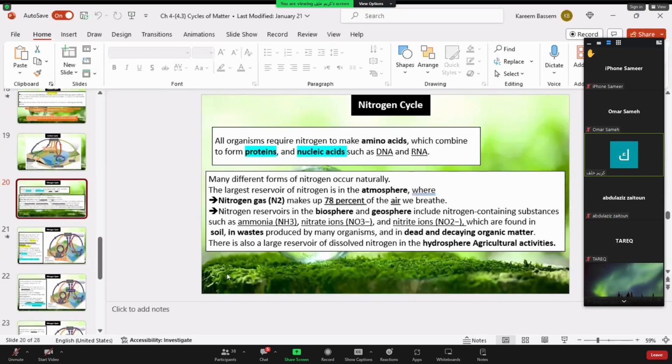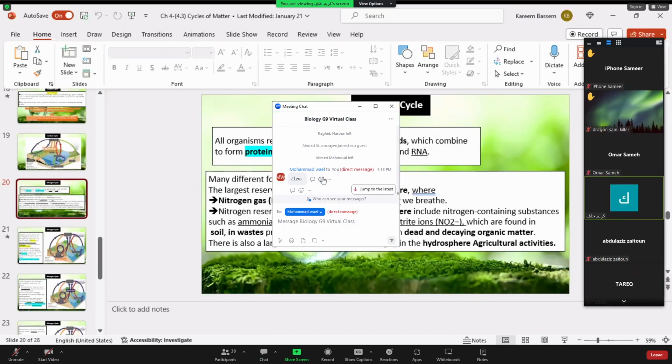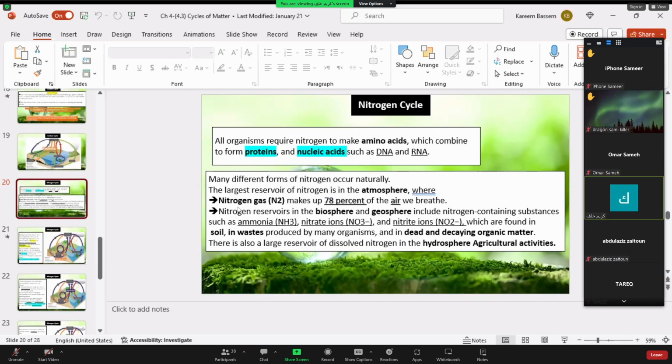So some kind of bacteria have to act on these different nitrogen-containing compounds like ammonia, nitrate ions, or nitrite ions, which could be found in soil or in the waste produced by many organisms, or even in dead and decaying organic matter. When organisms die and decay, the gas is not released, but these nitrogen-containing substances are released after decaying organic matter.